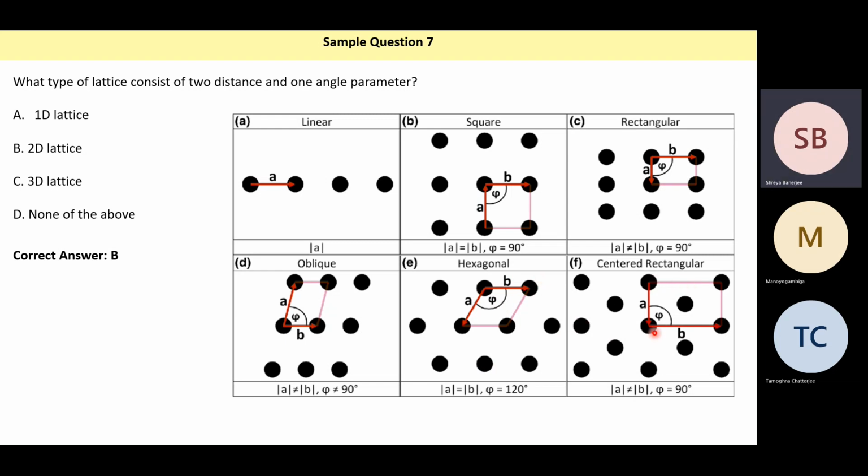And finally, you have a centered rectangular, where you have a rectangle and a spot at the middle of the rectangle. So this is like a body-centered cubic lattice. So similar to rectangle, your A and B are not equal, but your angle is 90.